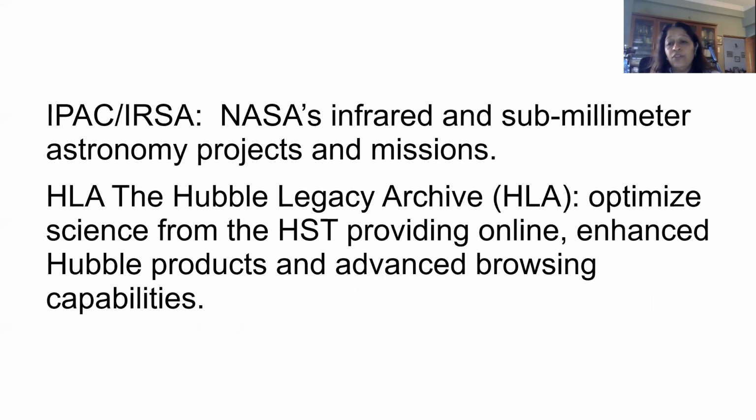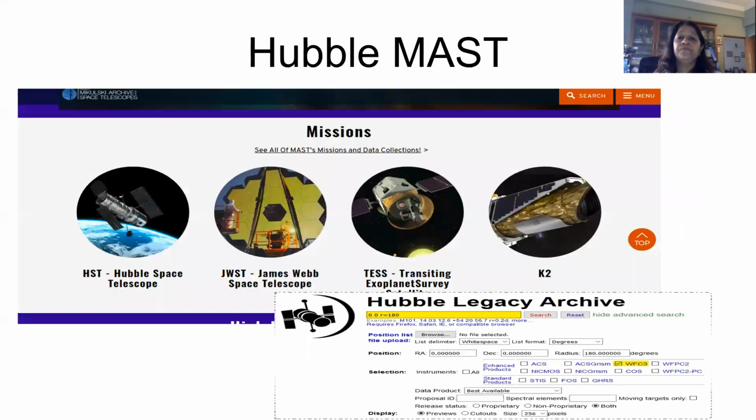And we're going to have a talk on the 29th of August by Luisa Rebull, who works at the IPAC IRSA. And she's basically going to tell us much more about the IPAC IRSA database. There is the Hubble Legacy Archive, which optimizes science from HST, providing enhanced Hubble products, browsing capabilities. So there are various data places. So the idea is basically to know where these different data centers are, where one can actually access data.